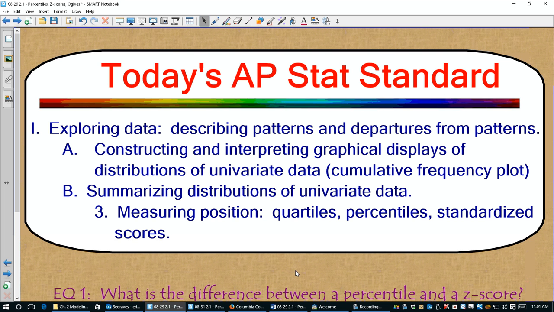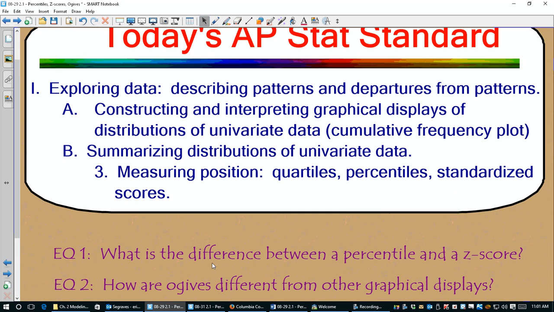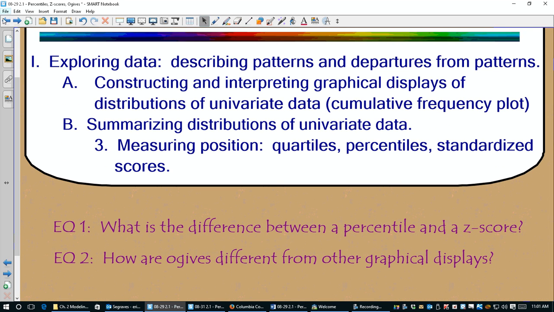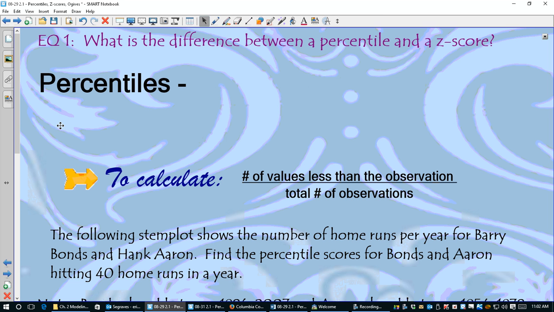So here is your AP Statistics standard. We are interpreting graphical displays, and we are summarizing those distributions, partially by measuring position with quartiles, percentiles, and standardized scores. So keeping those essential questions in mind, let's start talking about percentiles.